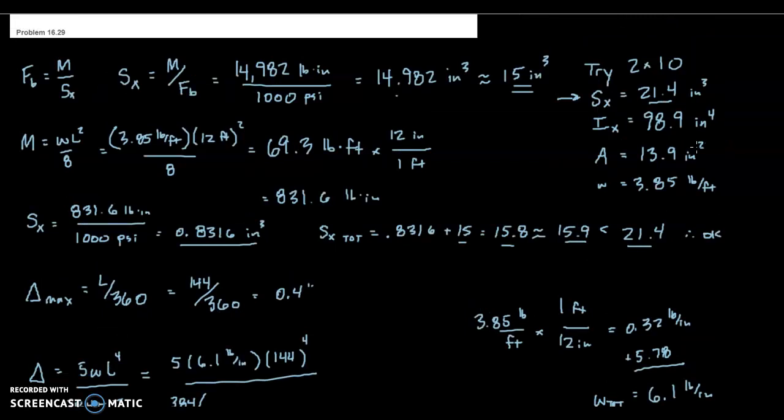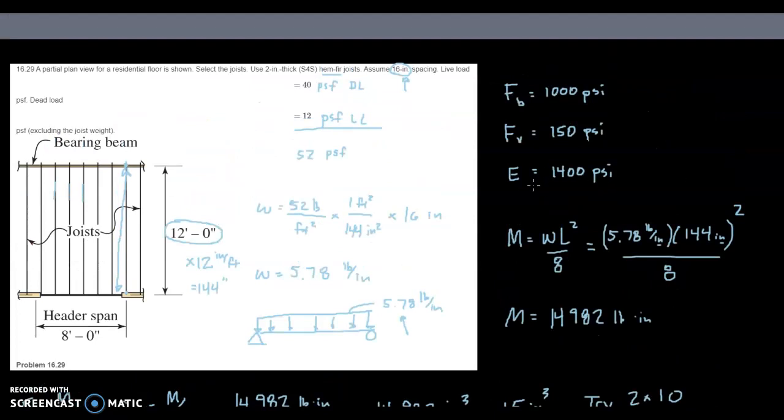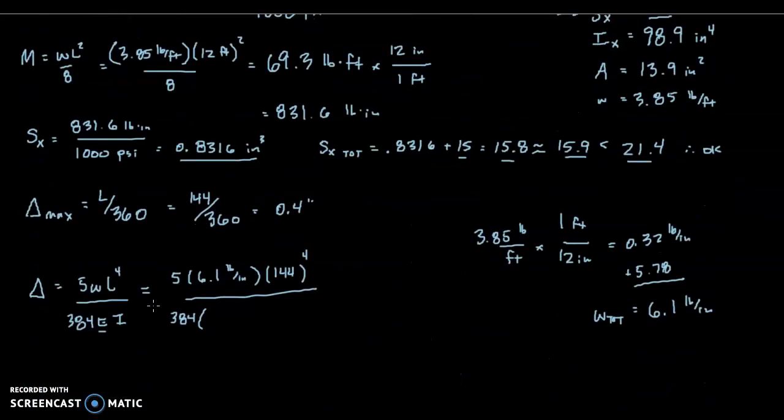But this isn't a steel problem. This is a timber problem, specifically hem fir. So we looked that up earlier. The modulus of elasticity of hem fir is 1400 psi. So down here goes 1400 psi. And the moment of inertia about the x-axis, we also looked that up earlier, 98.9.